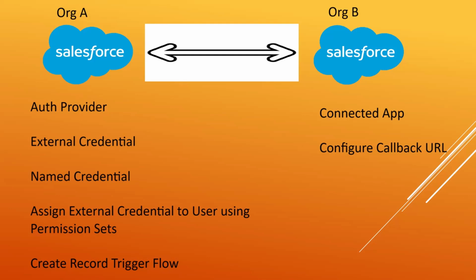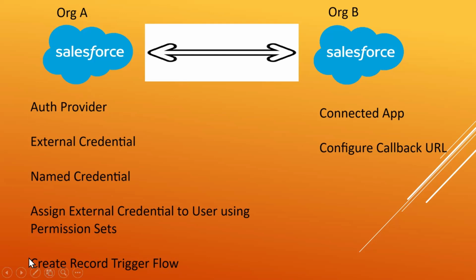To know more about connected apps, I have explained how we configure a connected app, and I'll drop the link in the description below. On org B, we need to configure the callback URL in the connected app, and on org A, we are going to configure all these settings.